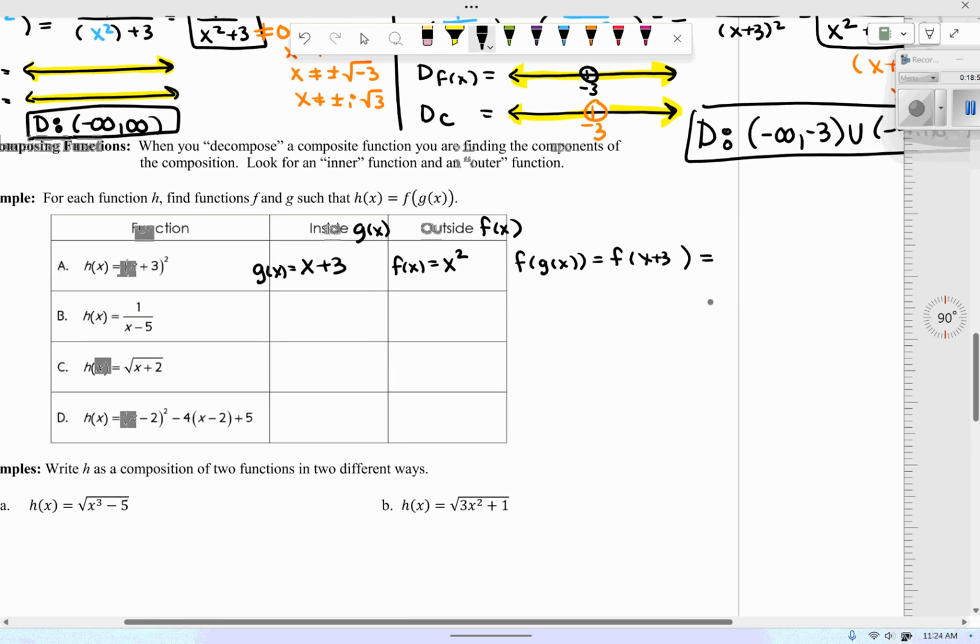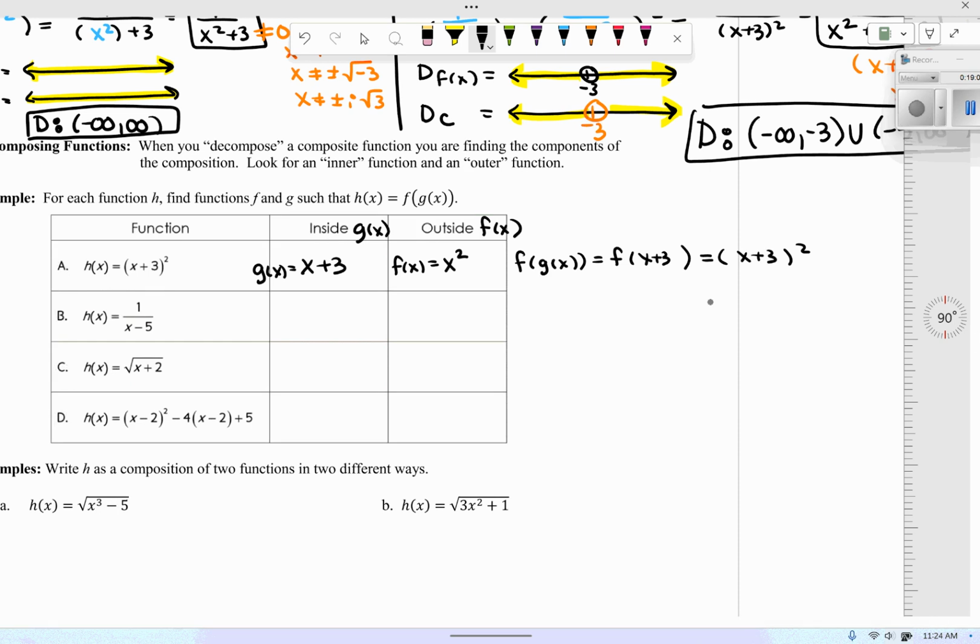And we're plugging that in for x. So when we plug that in, we get x plus 3 quantities squared, which was equal to h of x. So that shows that that works. So same thing for the next one.